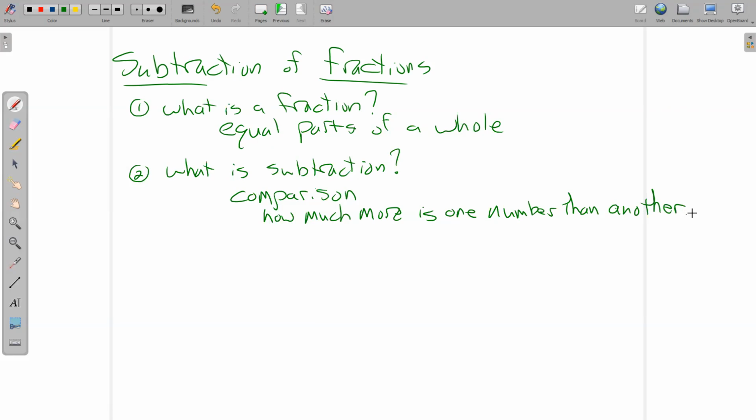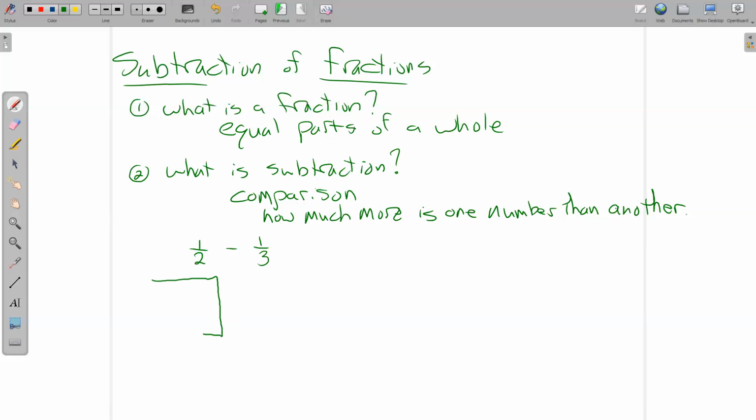Other options for subtraction are, we could say subtraction means take away, or we could say subtraction means what do I add? Or we could play around on a number line. But I'm going to go with the comparison interpretation of subtraction. So let's try to do 1/2 take away 1/3 and see what we get. And again, for the comparison, you have to show both fractions.